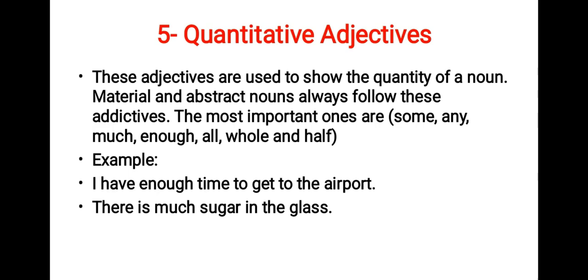Now material and abstract nouns always follow these adjectives. For example, I have enough time to get to the airport. There is much sugar in the class. Here, as you can see, these nouns always follow the quantitative adjective. And to take an abstract noun as an example, we can say that I didn't see any honesty in him. So here any is a quantitative adjective and honesty is an abstract noun.